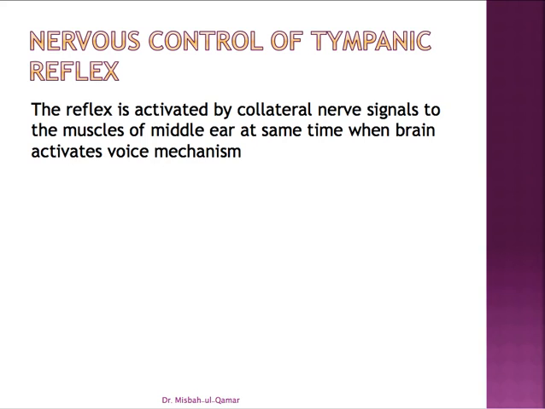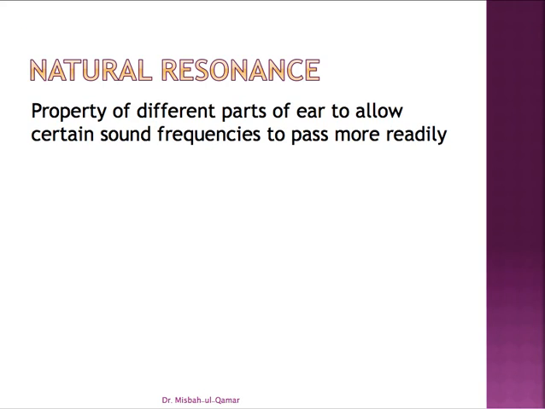Now I will tell you some minor definitions or introductions. What is natural resonance? That basically is the property of different parts of the ear to allow certain sound frequencies to pass more readily. For example, your external auditory canal has a natural resonance of 2500 to 3000 hertz. The tympanic membrane has a natural resonance of 800 to 1600 hertz, and the ossicular chain carries a natural resonance of around 500 to 2000 hertz.